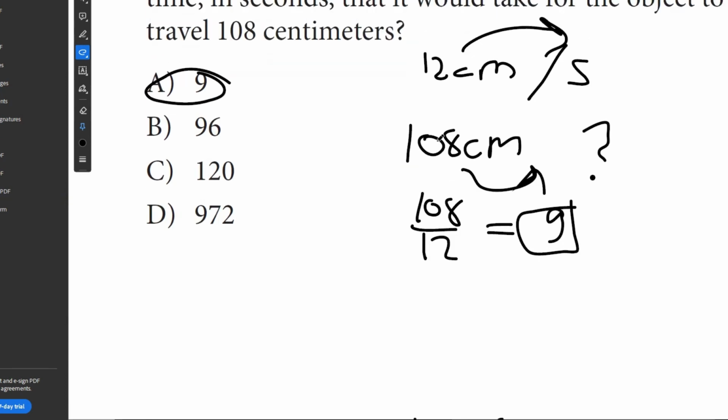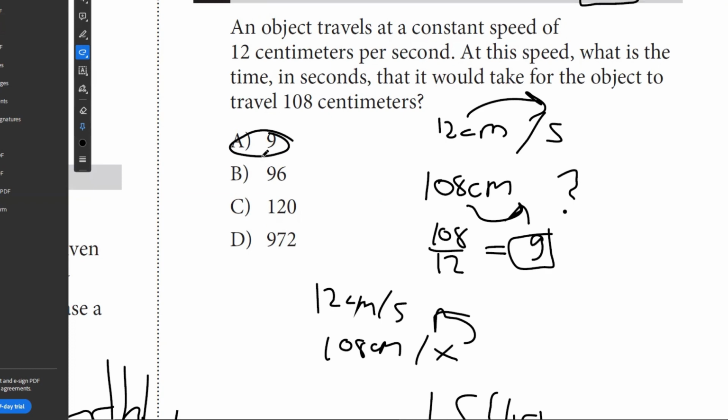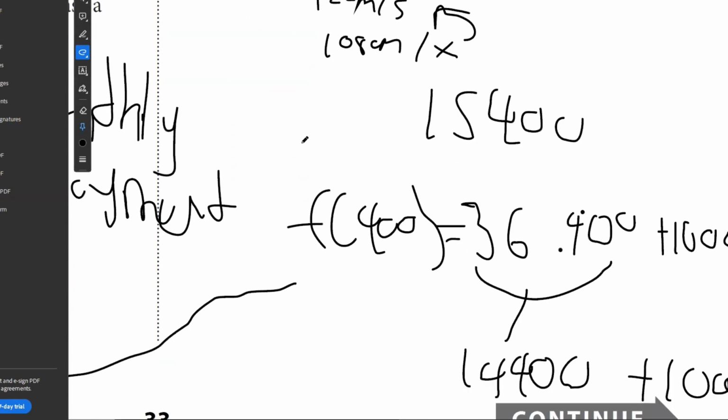Again, guys, if you have something that looks like 12 centimeters per second, and you have 108 centimeters per x seconds, it has to be equal to this original form. So you have to have an x value which will transform this fraction to 12 centimeters per second. Therefore, our answer choice is going to be 9.